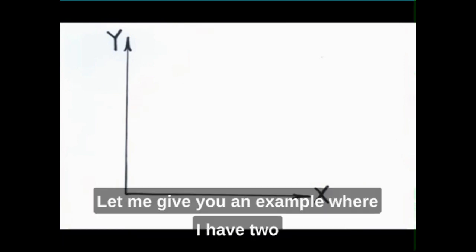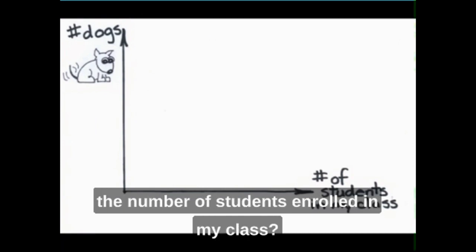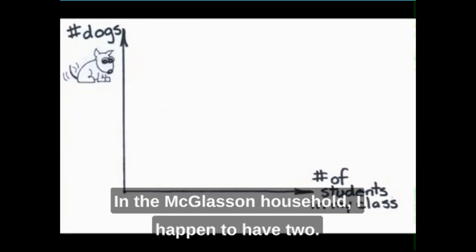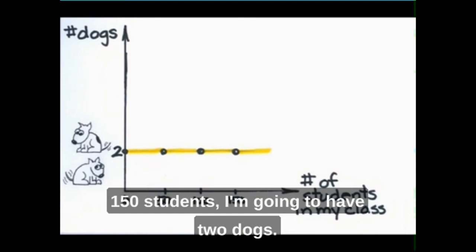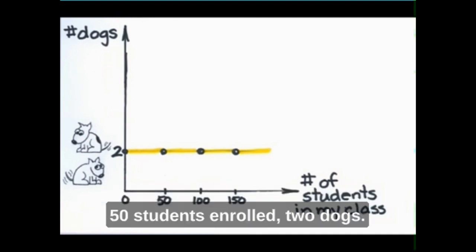X and Y could exhibit a constant or independent relationship. Let me give you an example where I have two completely unrelated variables that are going to illustrate this. What if, on the horizontal axis, I have the number of students enrolled in my class? On the vertical axis, the number of dogs in the McGlasson household. I happen to have 2. Now, whether I have no students, 50 students, 150 students, I'm going to have 2 dogs. So if no students enrolled, 2 dogs. 50 students enrolled, 2 dogs. 150 students enrolled, 2 dogs.